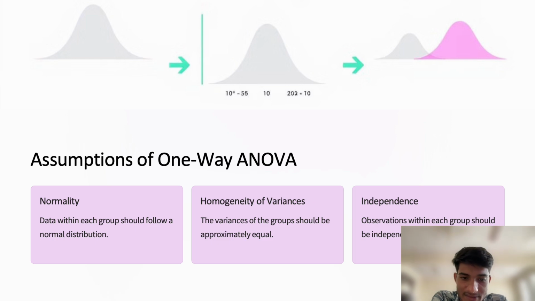So here are the assumptions of one-way ANOVA: normality, homogeneity of variances, and independence. Normality: data within each group should follow a normal distribution. Homogeneity of variances: the variances of groups should be approximately equal. Independence: observations within each group should be independent.